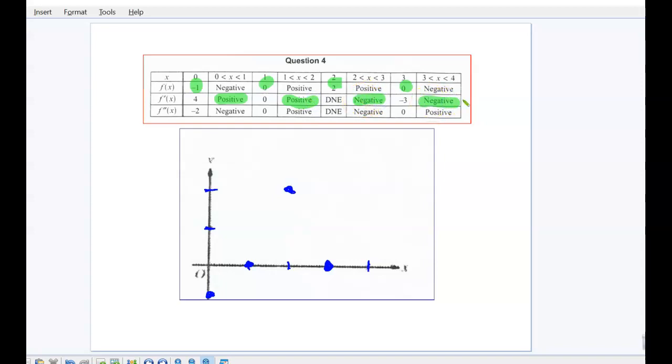Now it tells me the derivative doesn't exist at 2, which means it's going to be a sharp cusp, because I believe in the question it does tell us, and I didn't copy the question, I apologize, it says it's a continuous function from 0 to 4.